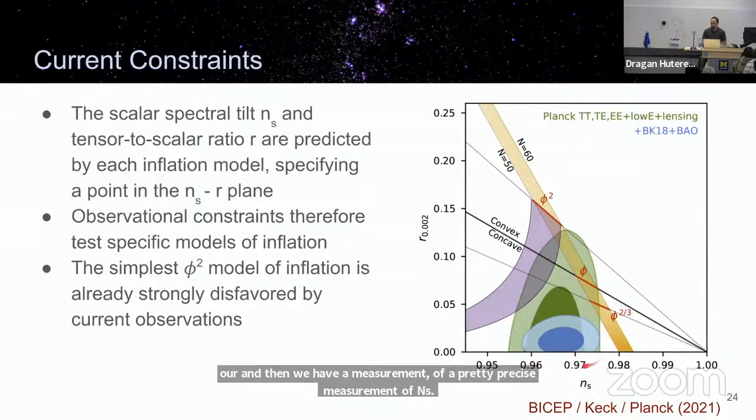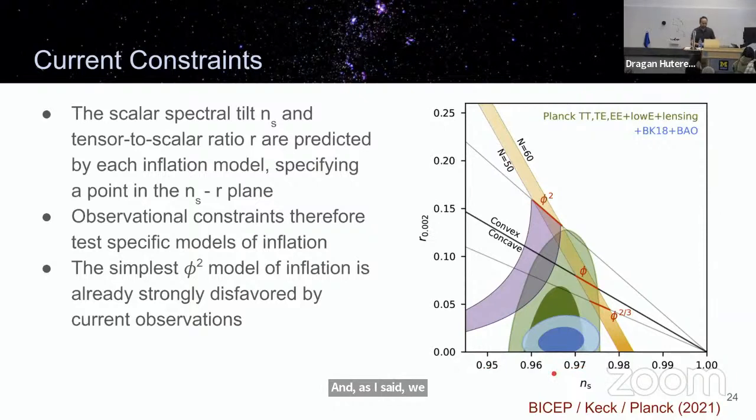And as I said, the observations are consistent with a slight red tilt. If you were astute in watching earlier, the NS is defined such that if NS is 1, the spectrum is scale invariant. So NS being less than 1 means a slight red tilt. And then overplotted on these constraints are the theoretical predictions from particular models of single field slow roll inflation, the so-called monomial models of inflation.